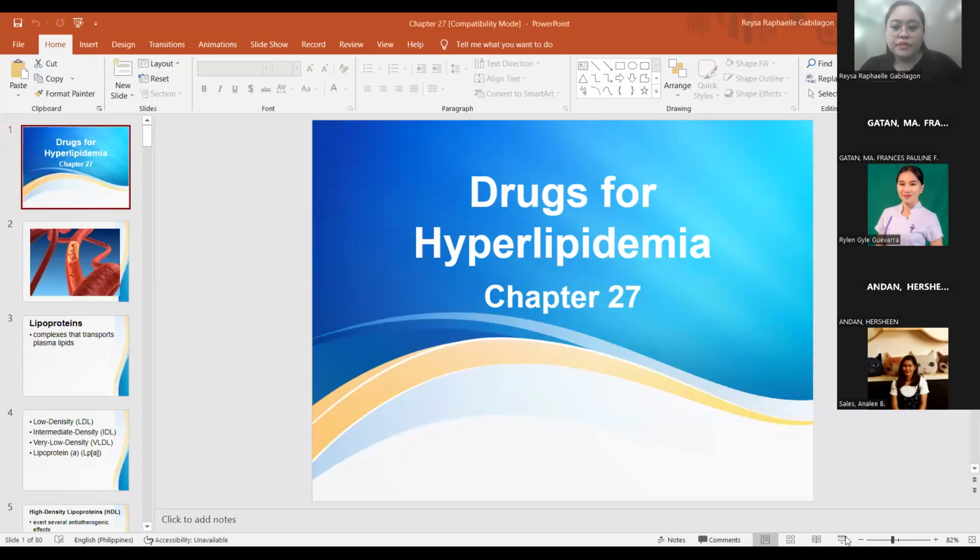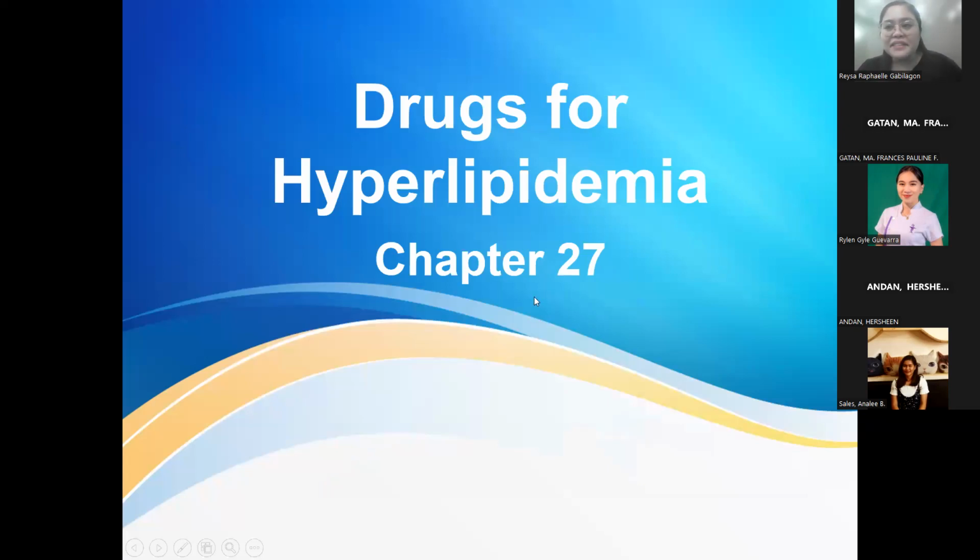Okay, I really want to include this in the exam. So this is chapter 27, drugs for hyperlipidemia. I really want to finish cardiovascular disorders and at the same time the drugs for metabolic disorders, because diabetes is also a metabolic disorder, and obesity and high cholesterol levels are metabolic disorders too. We don't metabolize our sugar and cholesterol well, which is why we develop these conditions.